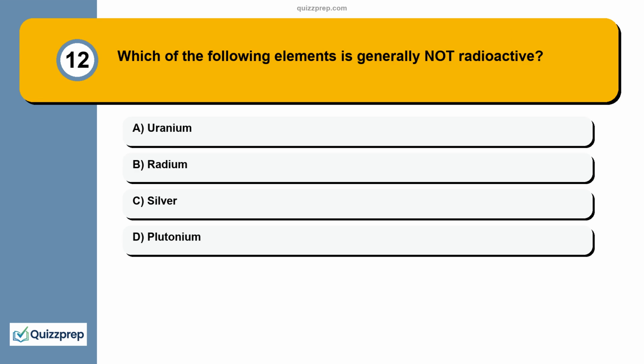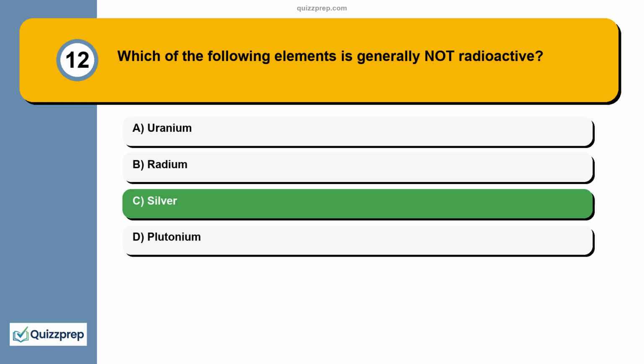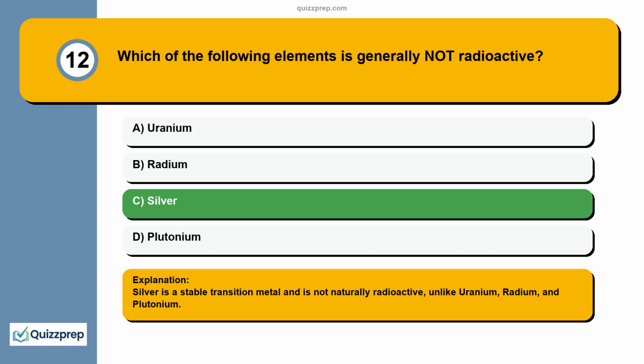Question 12. Which of the following elements is generally not radioactive? Uranium, radium, silver, plutonium. Silver is a stable transition metal and is not naturally radioactive, unlike uranium, radium, and plutonium.